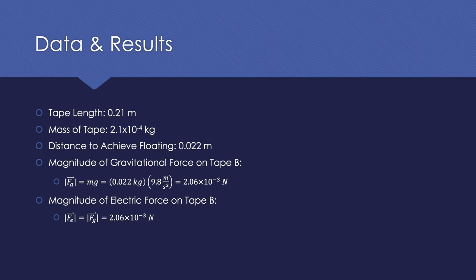Here are the data and results from the experiment. Each piece of tape had a length of 0.21 meters, and the mass of each tape was 2.1 times 10 to the negative 4th kilograms. The distance to achieve floating was 0.022 meters. The magnitude of the gravitational force on tape B is its mass multiplied by acceleration due to gravity, which results in 2.06 times 10 to the negative 3rd newtons. This is also equal to the magnitude of the electric force on tape B, since the forces are balanced.